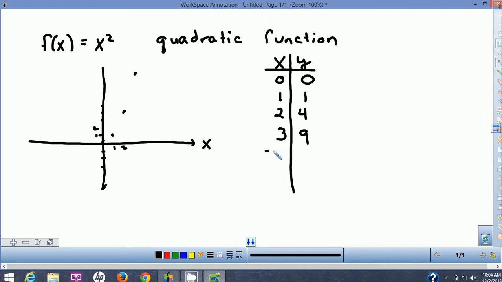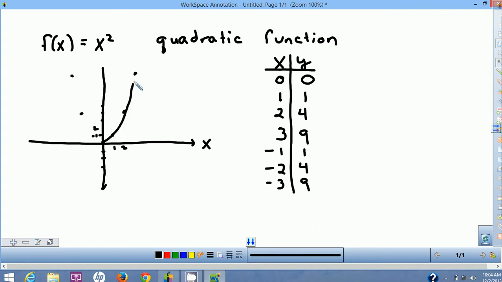And if we go back and put in the negatives of those same numbers, we'll discover that when we graph them, we get the same values. Negative 1 squared is 1, negative 2 squared is 4, negative 3 squared is 9. So let's put those points on our graph and connect our points, and we get a graph that looks like this. That graph has a name.